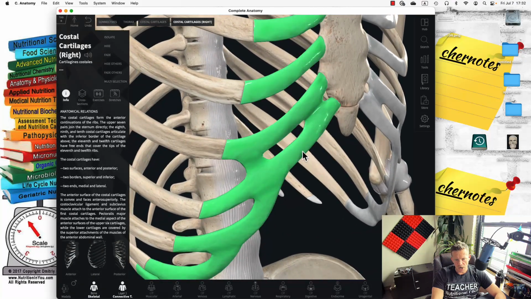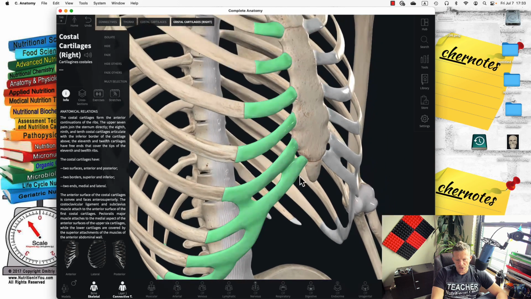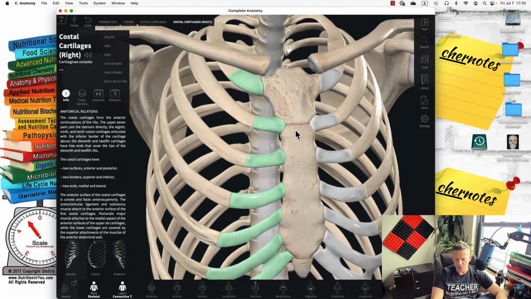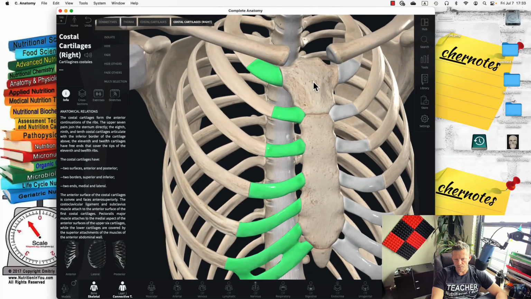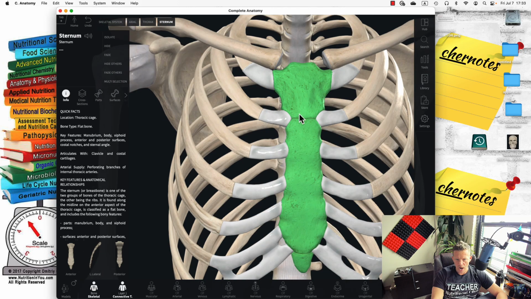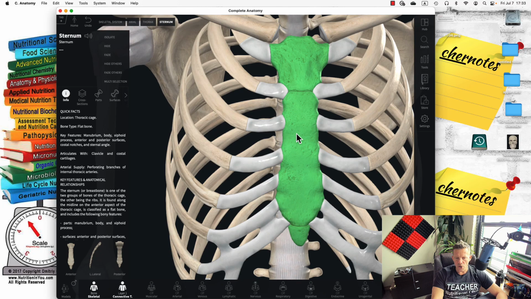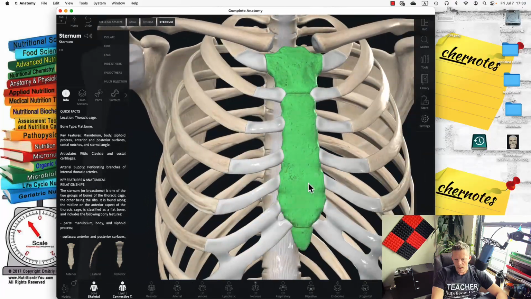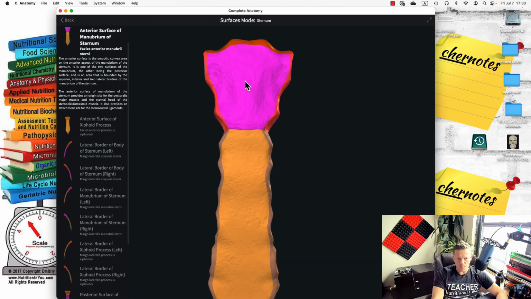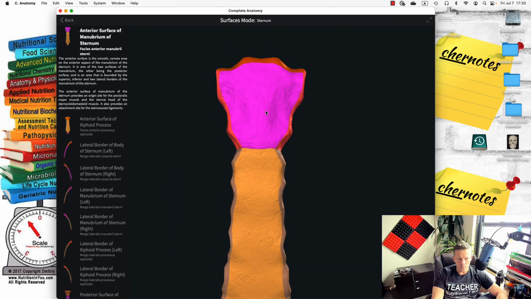So if you follow the cartilage, it connects to this costal rib. So this cartilage, or this 7th rib, is directly connected to the sternum. The first 7 ribs are directly connected to the sternum. The sternum has 3 parts. This upper portion is called the manubrium, this middle portion is called the body, and this inferior portion, highlighted in purple, is the xiphoid process.